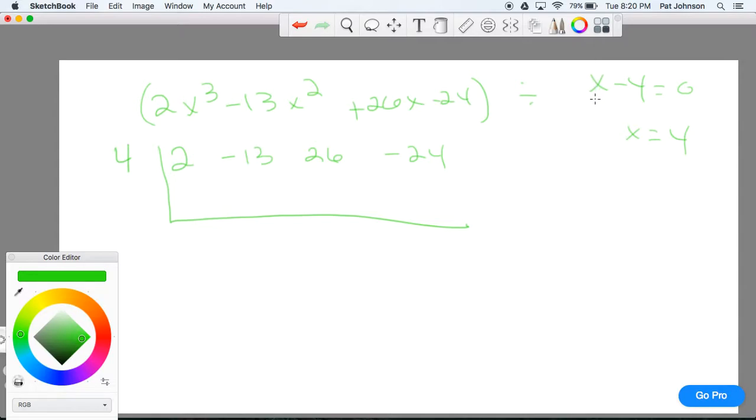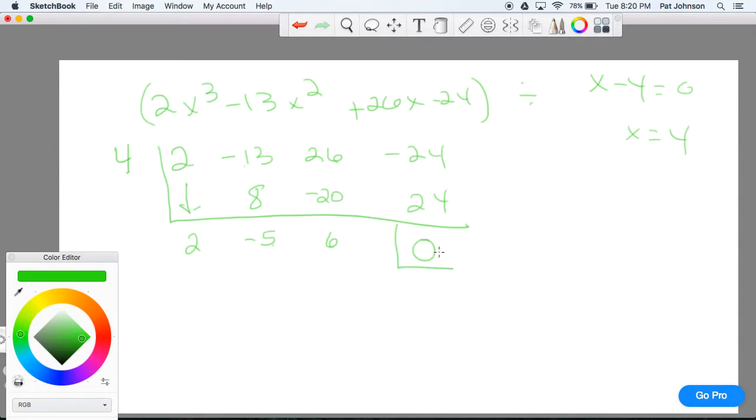So you want to say, what is x equal to? If I took x minus 4 equal to 0, it's x equals 4. So I bring the first coefficient down. Then I do 2 times 8, and I multiply. And I get 8. Now I add: minus 13 plus 8 is minus 5. Then I do minus 5 times 4, and I get minus 20. I add here, and I get 6. And I do 6 times 4 is 24. So negative 24 plus 24 is 0.